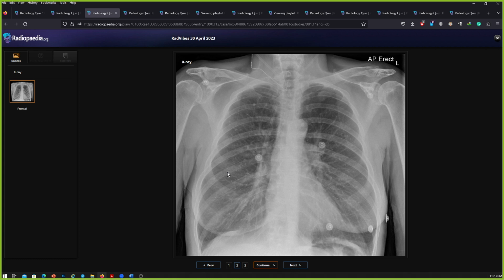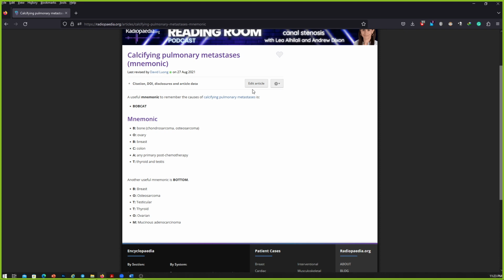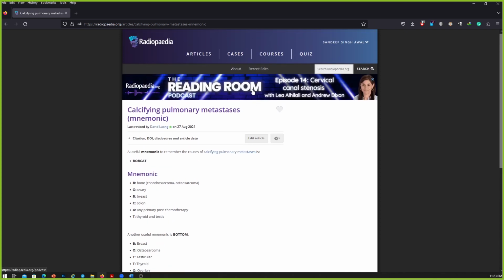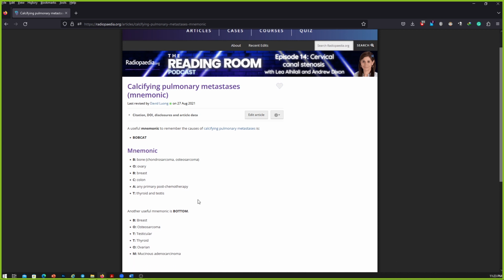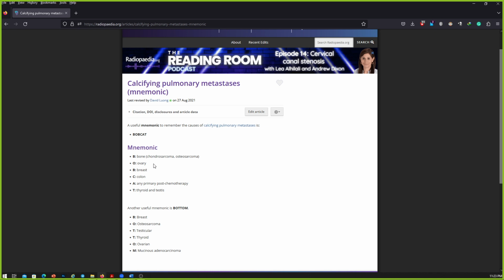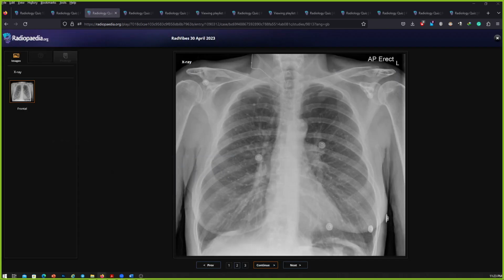So perfectly done. And the differentials of calcifying pulmonary metastasis, which I asked, you all can go and have a look at this mnemonic on Radiopaedia. This is very important for any exam. It's called BOBCAT, a good mnemonic for calcifying pulmonary metastasis. I think you gave us half of these differentials. So you said osteosarcoma, ovary, a few others. I will share this on the groups as well, so need not worry. Let me just minimize this again.